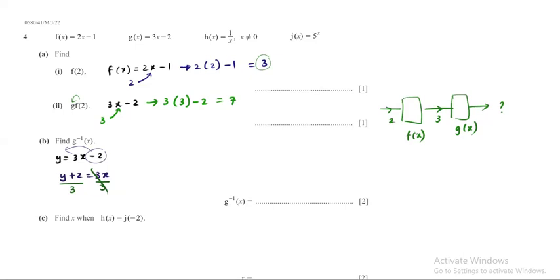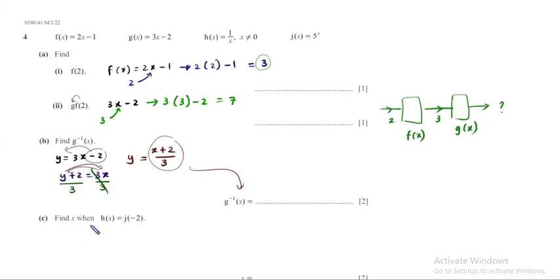Now what I have to do is switch this x and y around, which means I can write it as x plus 2 over 3 is equal to y. So I can write it this way, which means this is the inverse function they are asking for. So the inverse function of g is equal to x plus 2 over 3.